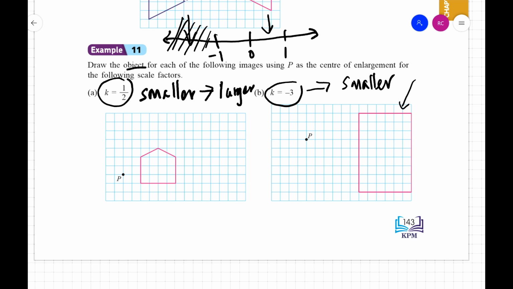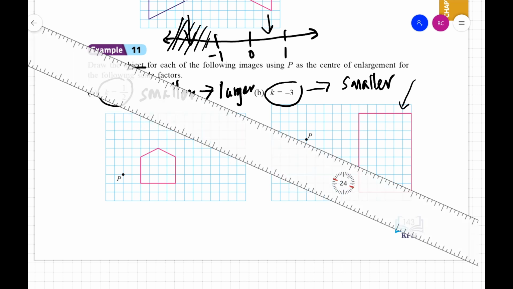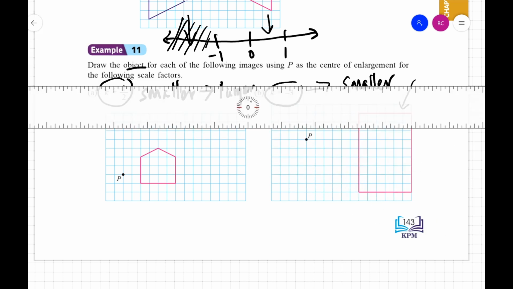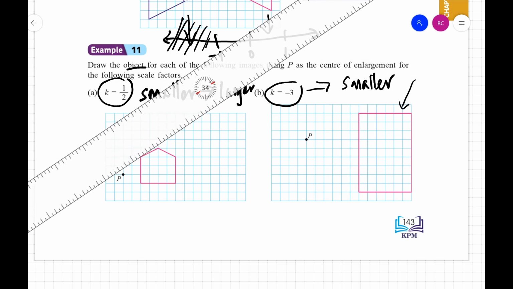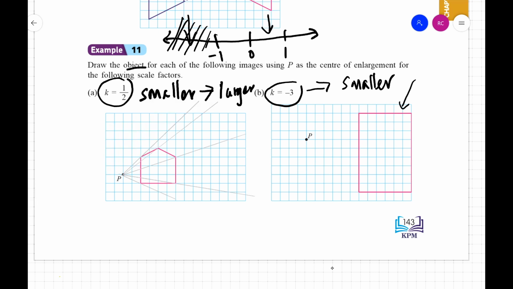Okay, so first of all, same thing, you are going to join all the vertices to the center of enlargement. Okay, I'm going to pause for a while so that I can join first, then later on we continue after I finish up all the joining. Okay, so I've joined up everything as you can see over here.